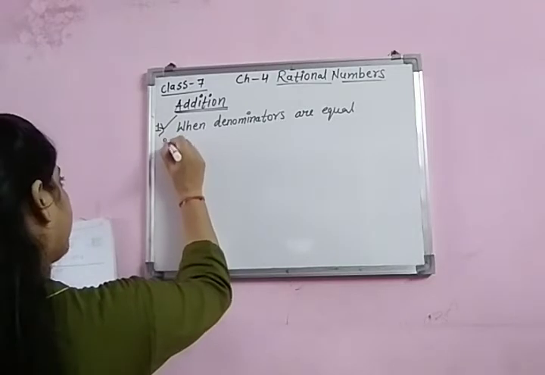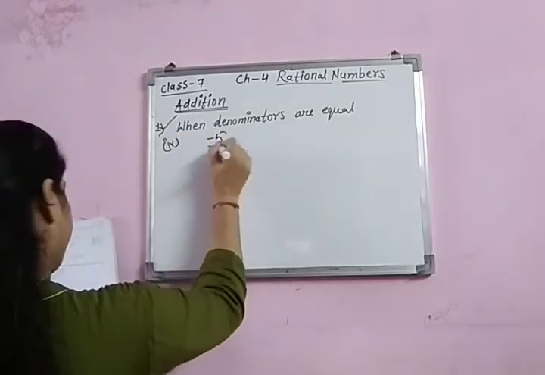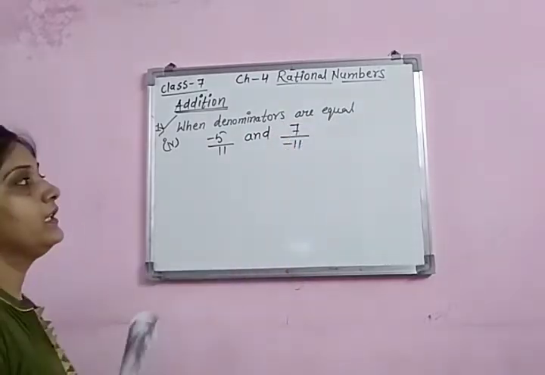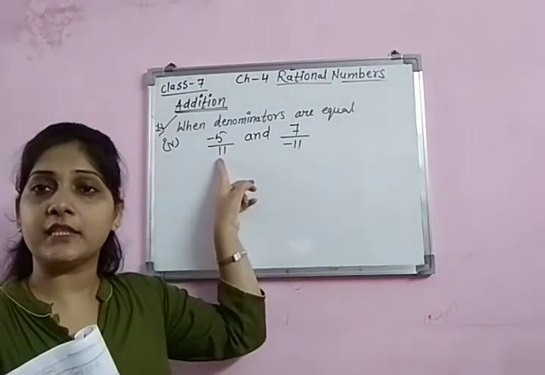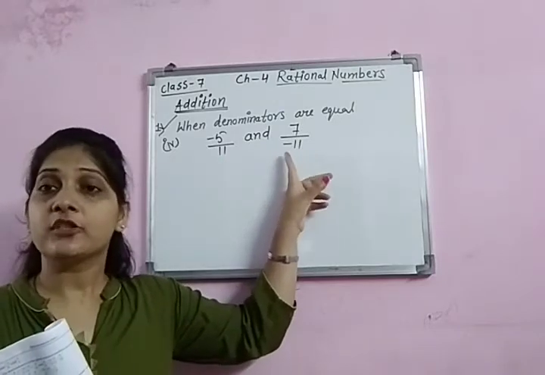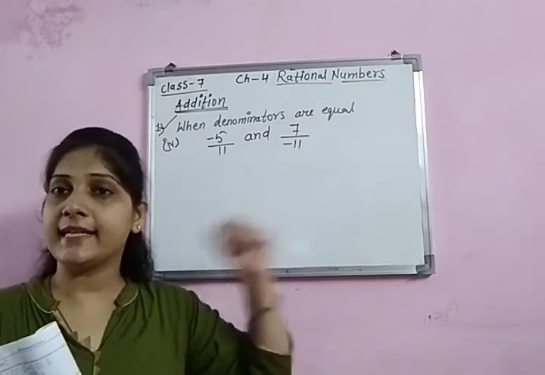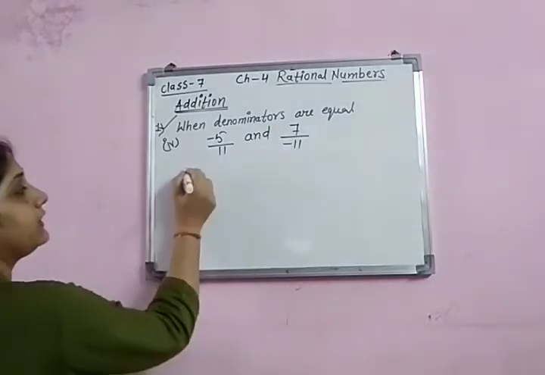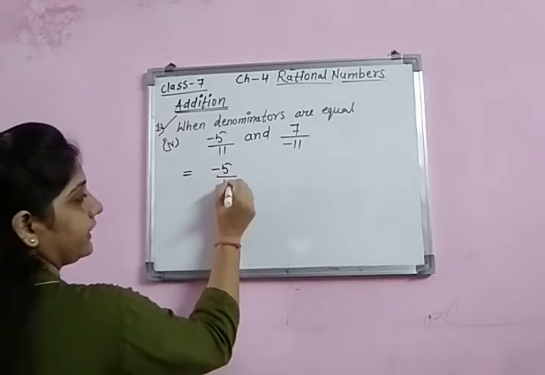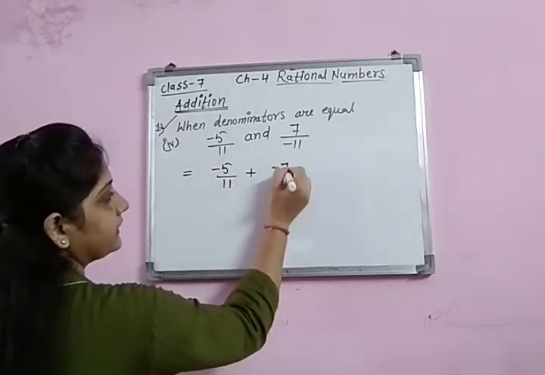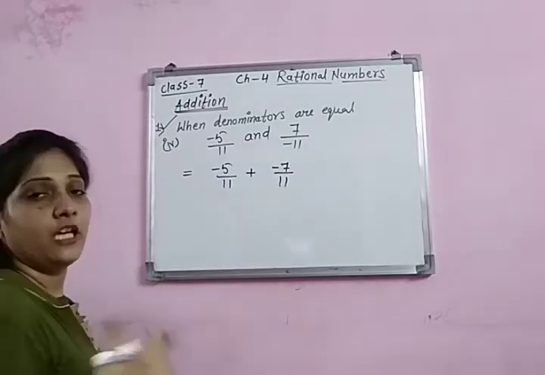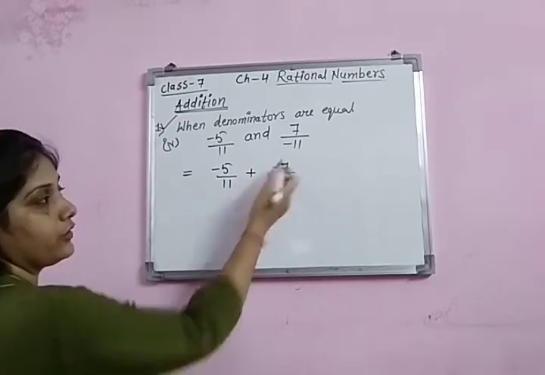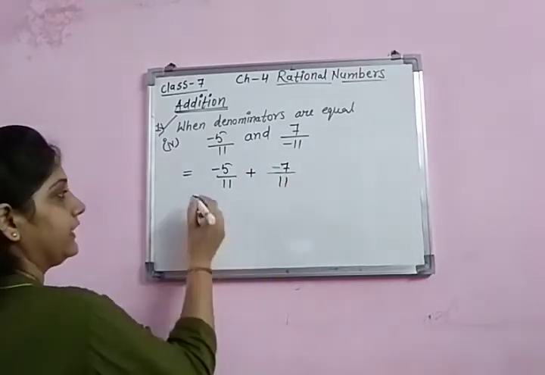Now it's the fourth part. Negative 5 by 11 and 7 by minus 11. Now see, children, this denominator is positive and this is not positive. So we have to make it positive, and directly you can shift this negative sign to the numerator, as we had already learned in our previous video. Negative 5 by 11 plus negative 7 by 11. Please write the sign with 7. Be very careful, or you can use brackets for your convenience.